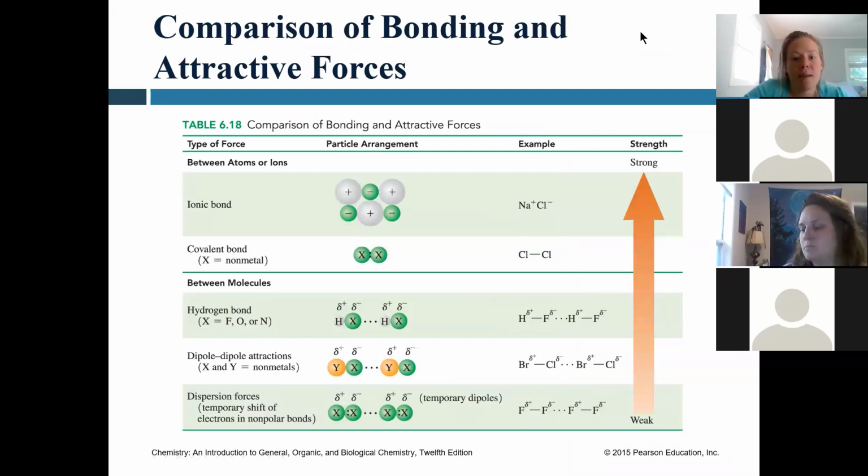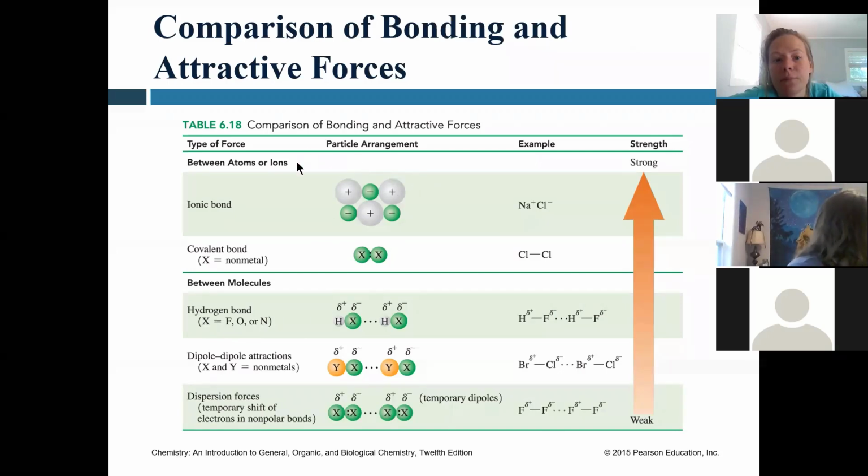So again, just that same idea, but written in a different way with some little pictures. So the weakest of our bonds are the dispersion forces. That's just a temporary asymmetry happening. Then we move to a dipole-dipole, which is where we have two nonmetals that are sharing the electrons unequally. Then we have hydrogen bonding, which has to be hydrogen with F, O, or N. Then we've got our ionic stuff up here.